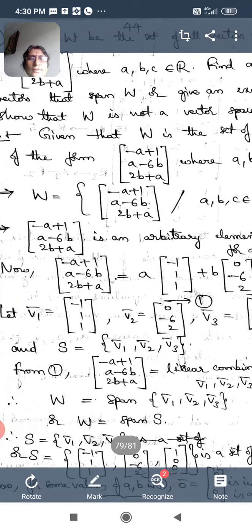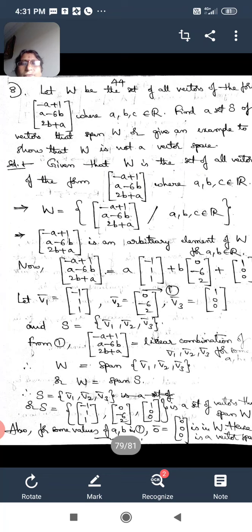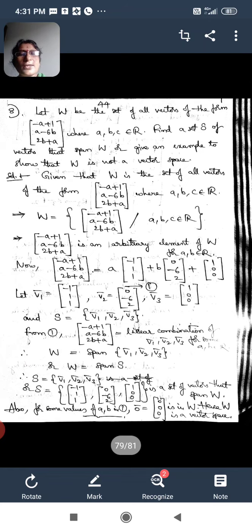And if we represent S by its vectors, we have S is equal to the set consisting of the vectors minus 1, 1, 1, which we have named v1 bar, comma 0, minus 6, 2, which is v2, and the other one is 1, 0, 0, which is v3 above. And this set S is a set of vectors that span w. That means every element of w is a linear combination of all these three vectors.